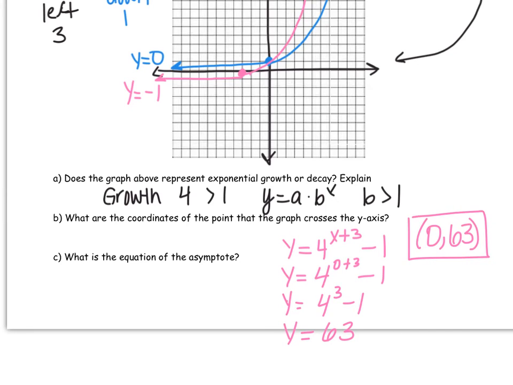It's a good thing we drew a sketch because it looks nothing like it. And the last question is, what is the equation of the asymptote? Well, the new asymptote is this line right here, the line y equals -1.